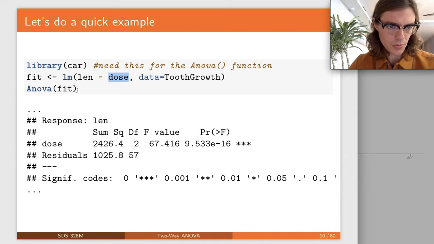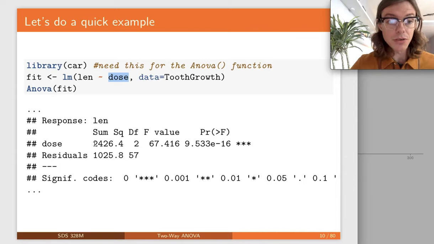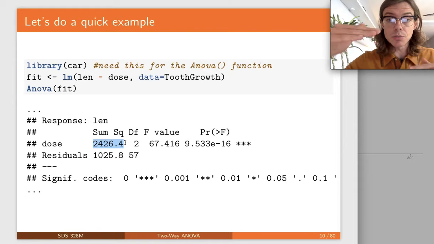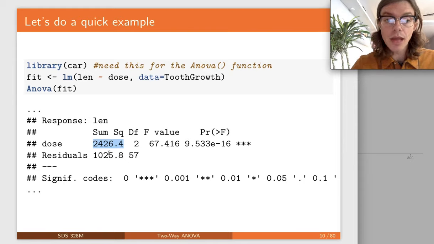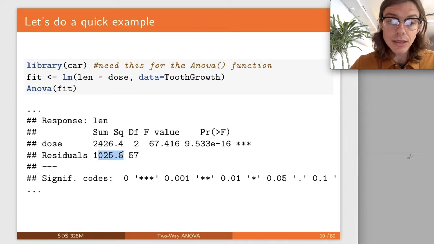Cool. So here's our output, right? And you've got the dose sum of squares. So that's the differences between groups, right? That's your between group sum of squares. And then you have the leftovers, the noise, right? The scatter around each group. And that's your within group sum of squares, right? So sum of squares between on top, sum of squares within. You could add them up to get the total sum of squares, right?